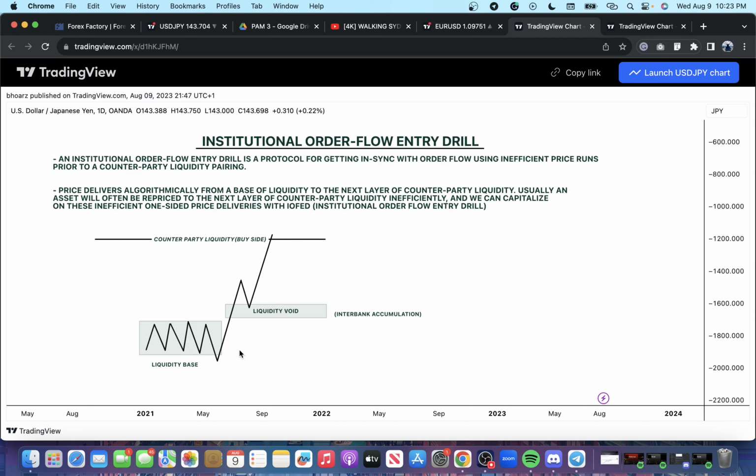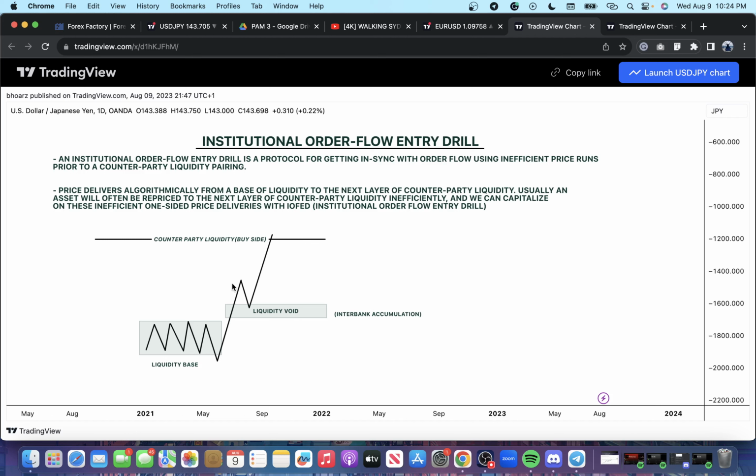Now, what we're looking for is to get in sync with order flow prior to the counterparty liquidity objective. Once we get up into the counterparty liquidity objective, the point of utilizing our entry protocol is null, because what we're trying to do is ride order flow, or price delivery. You can see in the name, institutional order flow entry drill. So we want to ride order flow prior to counterparty pairing of liquidity. That's where the institutional order flow entry drill comes into play. We can capitalize on one-sided price deliveries with it.